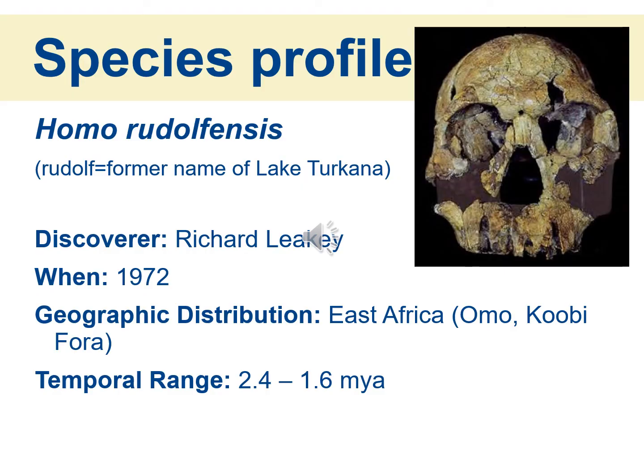Let's talk about another specimen and species designation that was created, named Homo rudolfensis, and it was named after a lake that it was found around. It used to be named Lake Rudolf, but it was renamed Lake Turkana in Africa. It was found by Richard Leakey, Louis Leakey's son, in the 70s, and Richard thought that this skull looked completely different than the habilis material, and he thought it should be a different species.